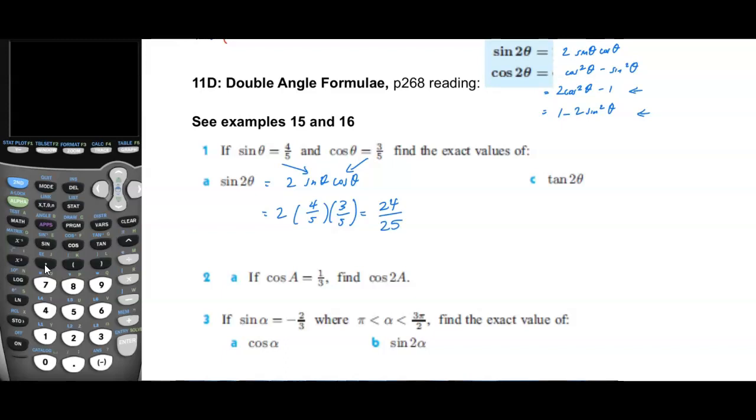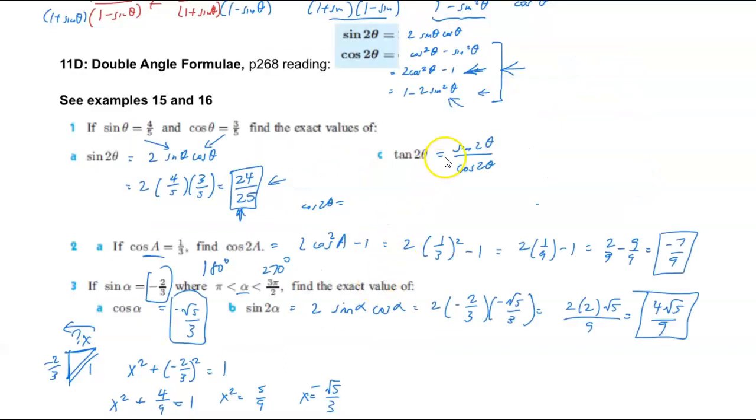Tangent 2 theta, there's a couple ways you can do this. One is you could draw a triangle and figure out what tangent value would occur with the sine of 24 over 25, but I think it's easier just to use the identities. Tangent of 2 theta, remember, is equal to sine 2 theta over cosine 2 theta. And we already have sine 2 theta, 24 over 25. Let's find cosine 2 theta using any of these three identities.